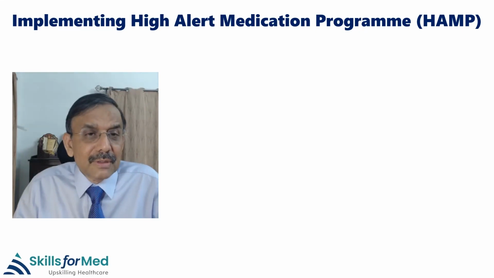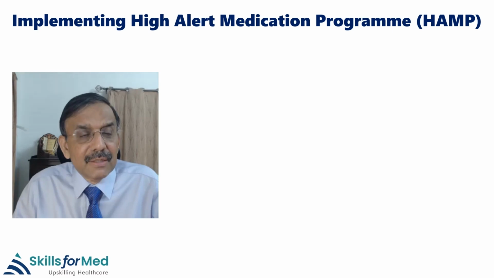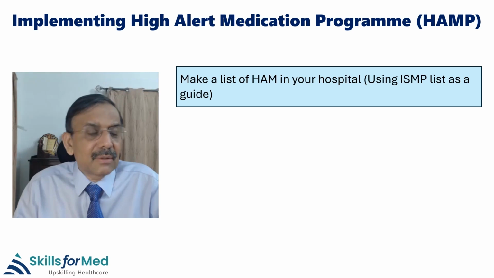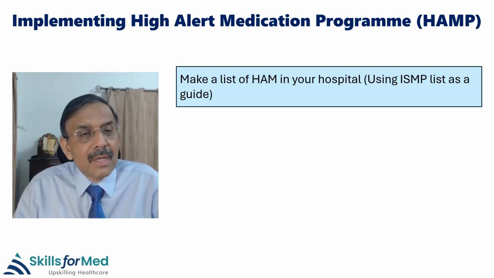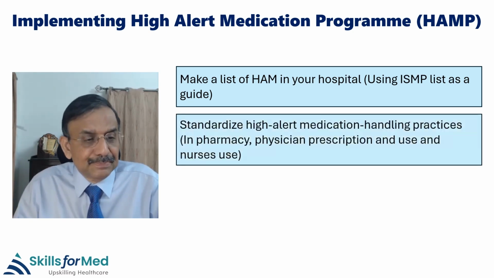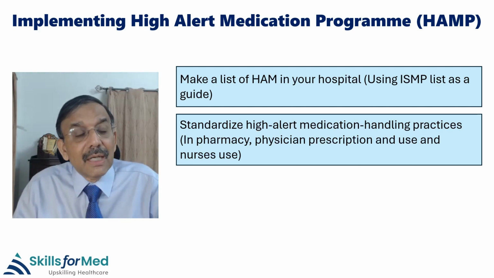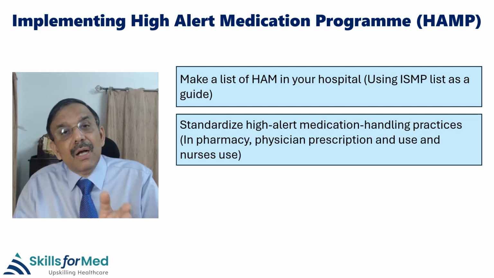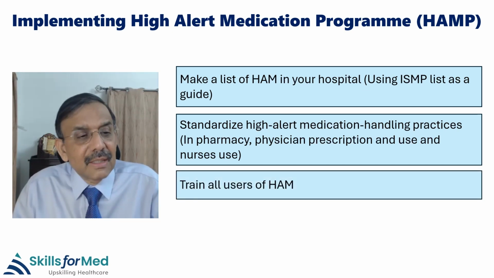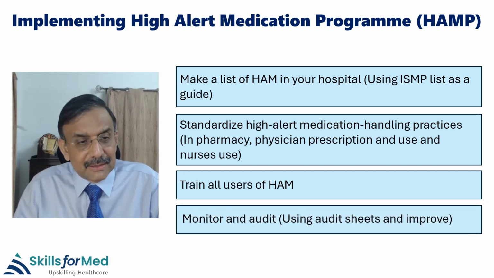The other important thing is implementing the high alert medication program. Now what is this? You need to make a list of high alert medications. I'll tell you what high alert medications are shortly. You can use the Institute for Safe Medication Practices website as a guide. For your hospital, you need to standardize how these high alert medications are handled in the pharmacy, how prescriptions are written, how the nurses will use them, and train all users on the high alert medication program. Finally, you need to audit and improve this practice.